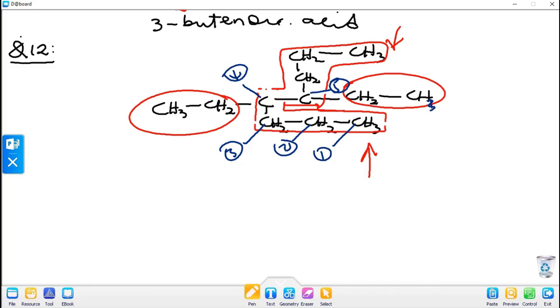They will be at carbon 4 and carbon 5. Carbon 4 and carbon 5. So this will be 6, 7, and 8.